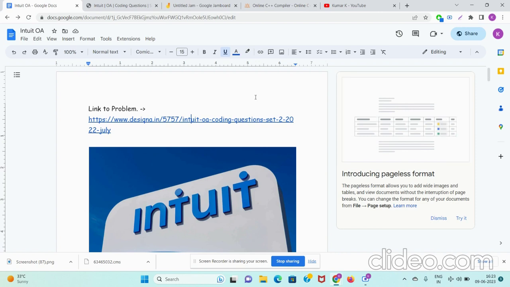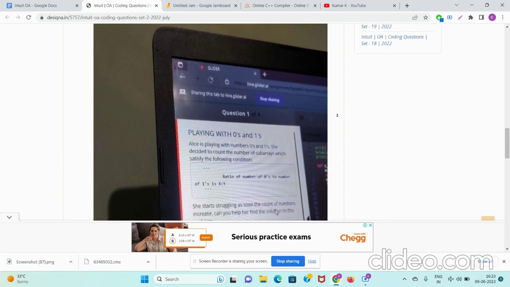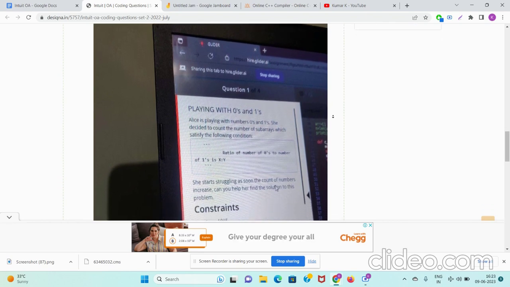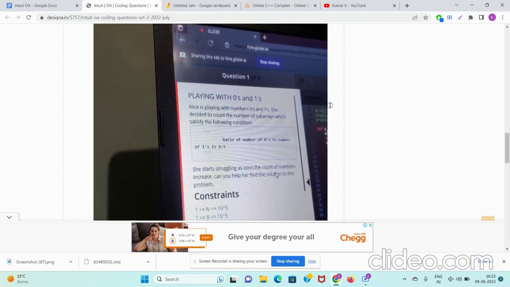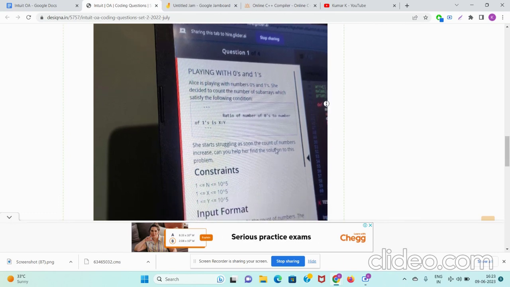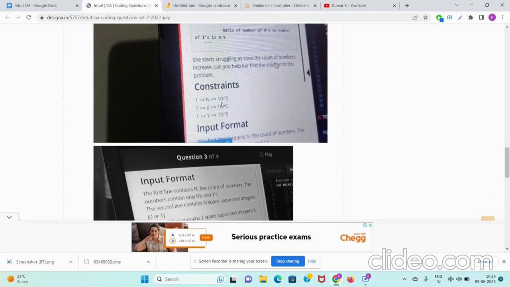Okay, so let's start. What is our problem? The problem is playing with zeros and ones. Alice is playing with numbers zeros and ones. She decided to count the number of subarrays which satisfy the following condition: the ratio of number of zeros to number of ones is x is to y. She starts struggling as soon as the count of numbers increases. Can you help her find the solution to this problem? Constraints are n goes from 1 to 10^5, x goes from 1 to 10^5, and y also goes from 1 to 10^5.